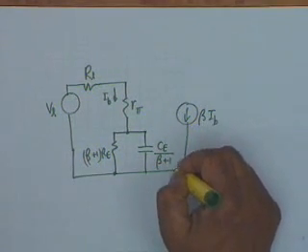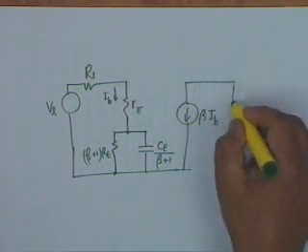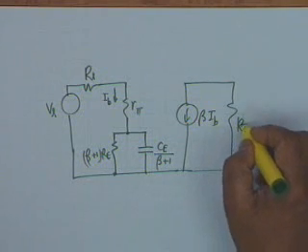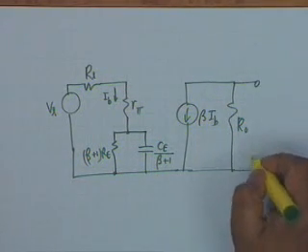Okay, and therefore my output circuit simply becomes beta IB, I am ignoring REC and simply R0. This will be my V0.